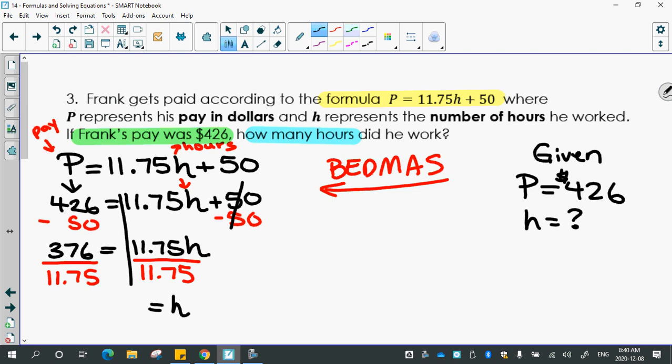So 376 divided by 11.75 is 32. And then make sure when you write your therefore statement, you answer the question, how many hours did he work? Therefore, he worked for 32 hours.